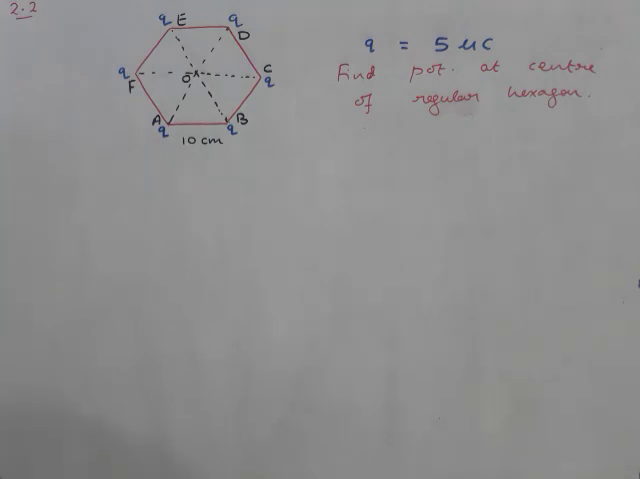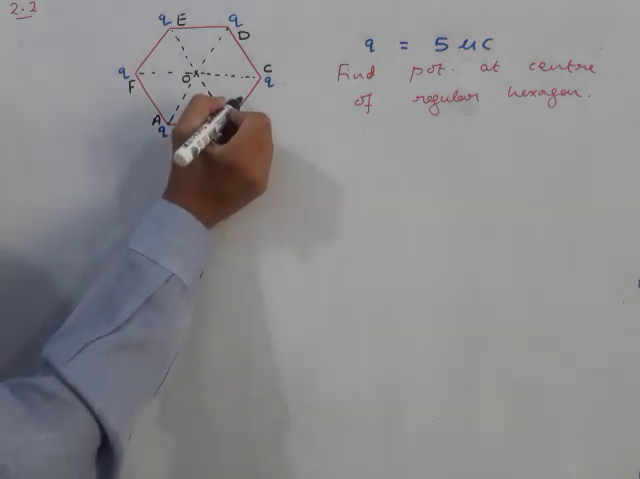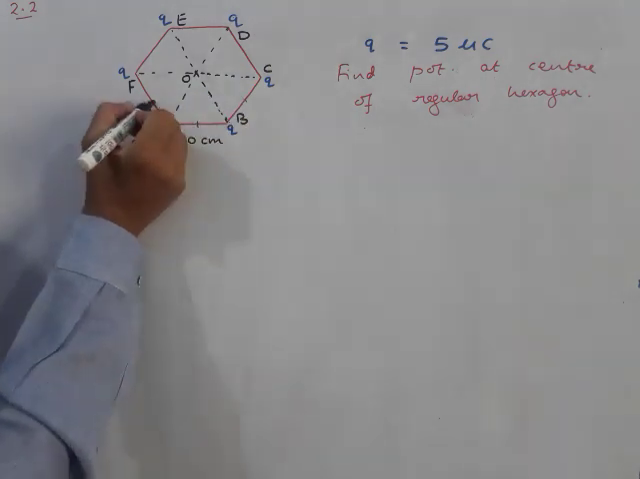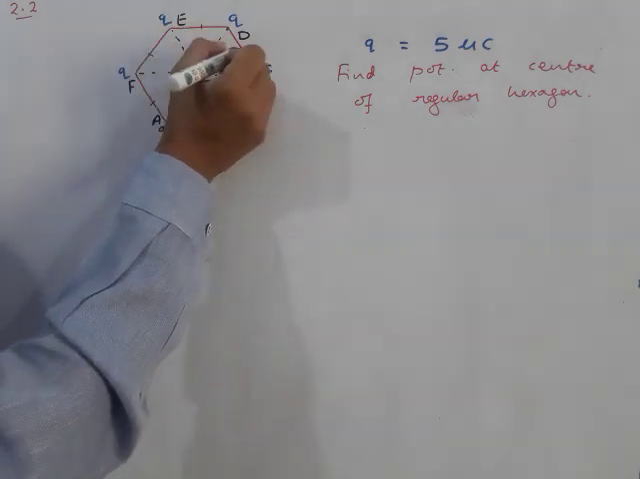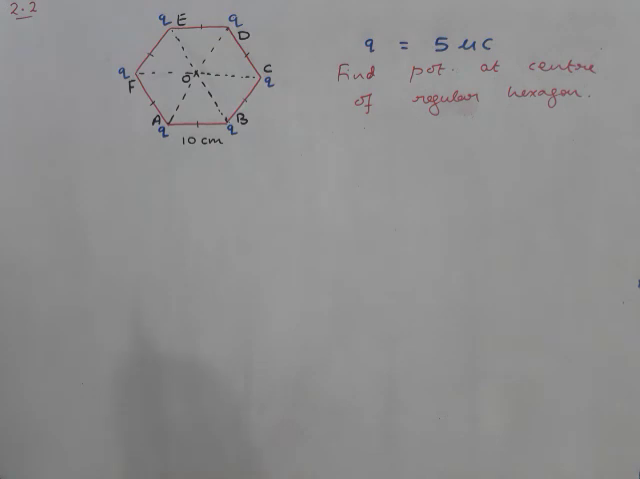The second question in our NCERT textbook is this. The question reads like this: a regular hexagon of side 10 centimeter has a charge 5 microcoulomb at each of its vertices. Calculate the potential at the center of the hexagon. At each vertex of a regular hexagon means all the sides are of the same length. And how much is that length? That is given, 10 centimeter.